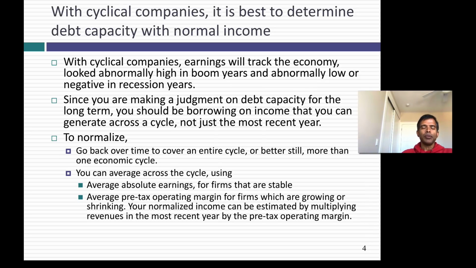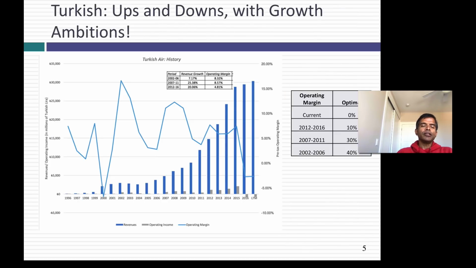So let's say last year you made $2 billion in revenues. You're a cyclical company, actually lost money last year. But in a typical year, a normal year, you make a 5% margin. 5% of $2 billion is $100 million. Make that your base operating income to come up with what you can afford to borrow as a company. So let's try this on a couple of companies.